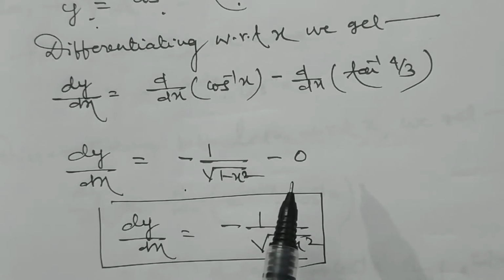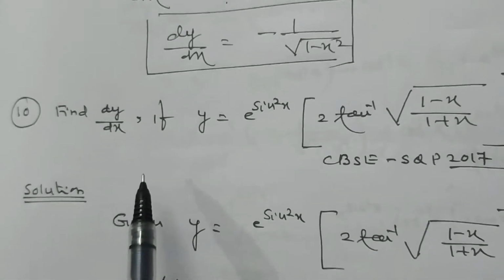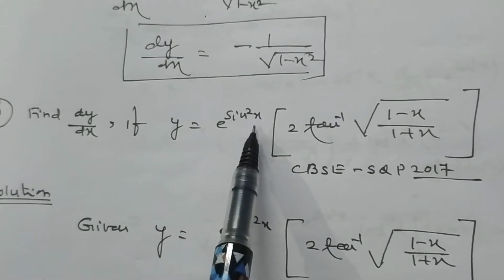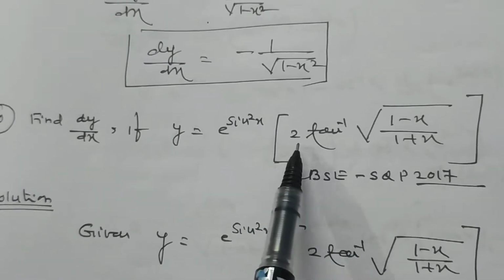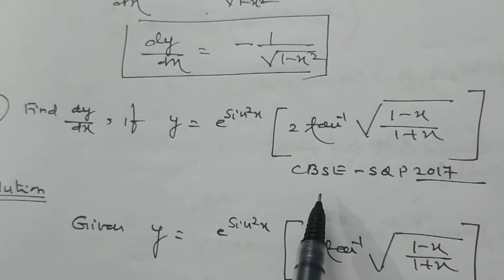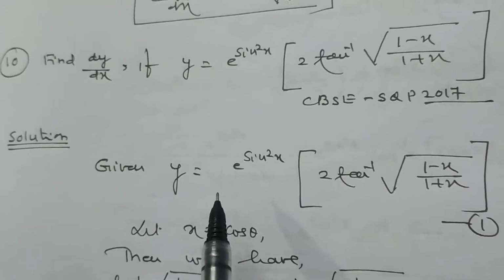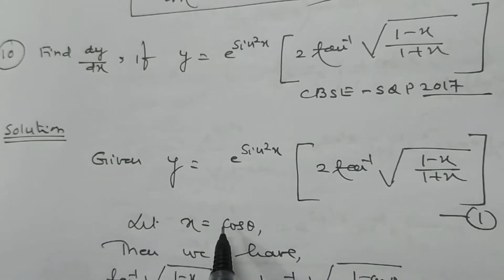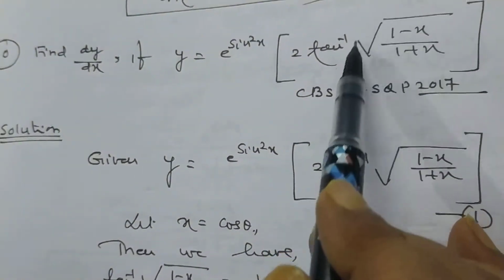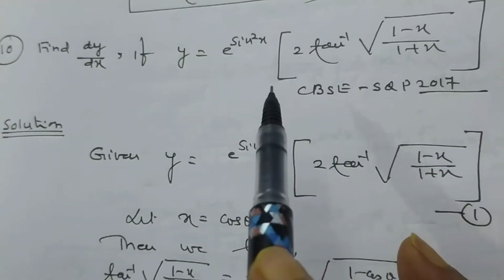Now I want to solve problem number 10. Find dy by dx if y is equal to e to the power sin square x of the bracket 2 tan inverse x root over (1 minus x) by (1 plus x). This is from the CBSE sample question paper 2017. My dear students, here we put x equal to cos theta. In this expression, tan inverse root over (1 minus x) by (1 plus x), you have to simplify this.